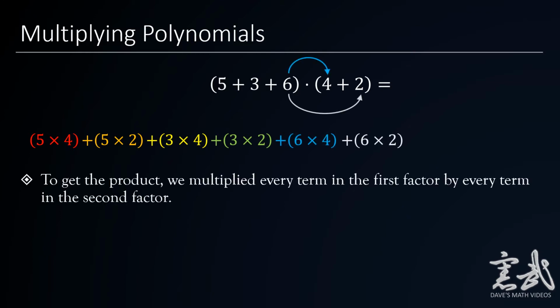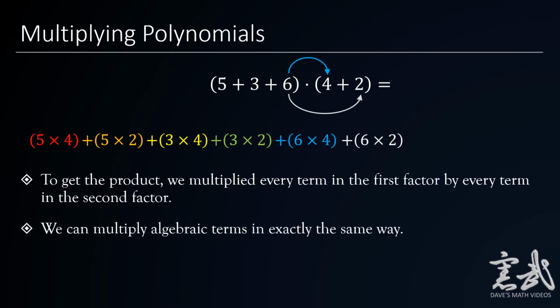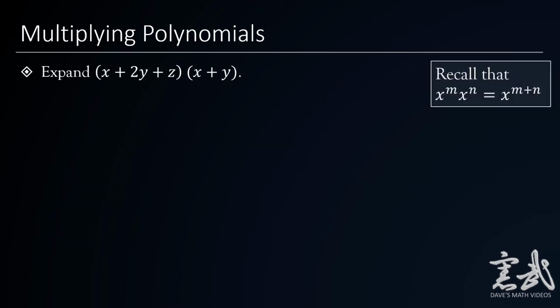Thus, to get the product, we multiplied every term in the first factor by every term in the second factor. We will apply the exact same logic to multiply algebraic terms. So here is our first algebraic example. We want to expand the product of the quantity x plus 2y plus z times x plus y.